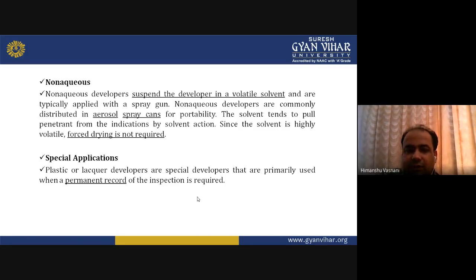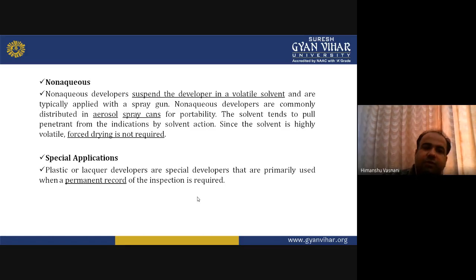Now, non-aqueous developers suspend the developer in a volatile solvent and are typically applied with a spray gun. Non-aqueous developers are commonly distributed in aerosol or spray cans for portability. The solvent tends to pull the penetrant from the indications by solvent action. Since the solvent is highly volatile, post drying is not required. And special applications: plastic or lacquer developers are special developers and are primarily used when a permanent record of the inspection is required.